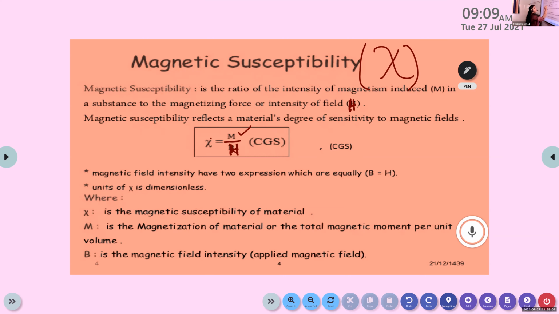So we can say this chi means susceptibility. It is the ratio between magnetization and the magnetic field intensity. Chi is equal to M by H. It is a dimensionless quantity.